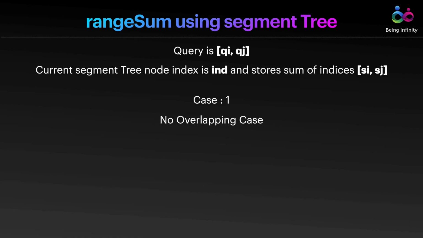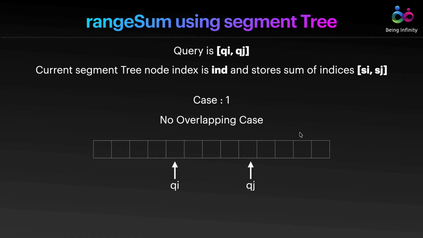First case was the no overlapping case. What do we mean by that? If this is an array and if the query is QI QJ, just an assumption, just a quick example. No overlapping case means your SI SJ can be here. That means not even a single element can contribute to the answer, or your SI SJ can be here. Again, no contribution. These are the cases where not even a single element is part of our answer, right? So we can say for this condition we want to return 0.